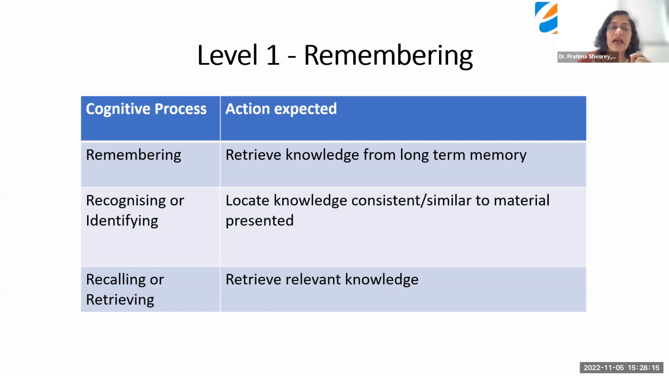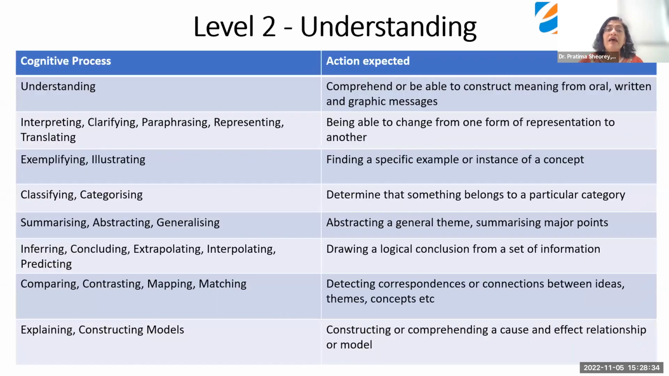Level 1 is remembering, recognizing, identifying, recalling, retrieving. Those are the cognitive processes involved, and therefore that is the action expected. Now, the action expected defines the kind of assessment, and the kind of assessment will define the kind of rubric that you will design. Level 2 is understanding, interpreting, exemplifying, illustrating, classifying, summarizing, inferring, comparing, explaining. All of these things can be done. A lot of us have a tendency to, so the pure theory questions will actually be just this level 2.